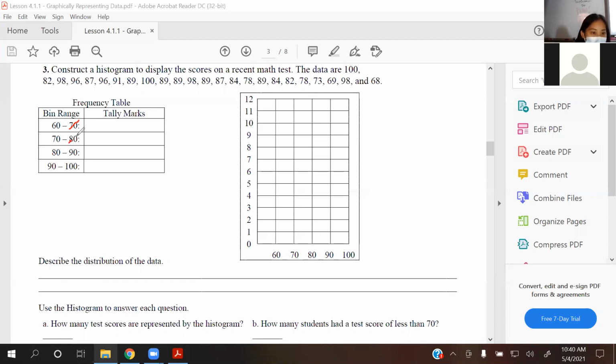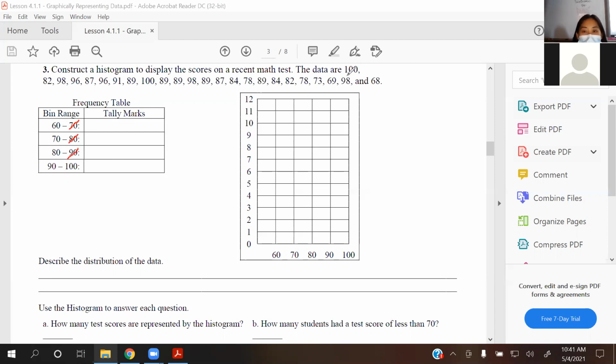So I'm going to do the same thing here and here. So if you see a 70, it's going to go in this one. If you see an 80, it's going to go in this one, even though 80 appears in both of these bin ranges. So you just want to make sure to tally it correctly. This one can include the hundreds. Okay, so we're going to put tally marks.